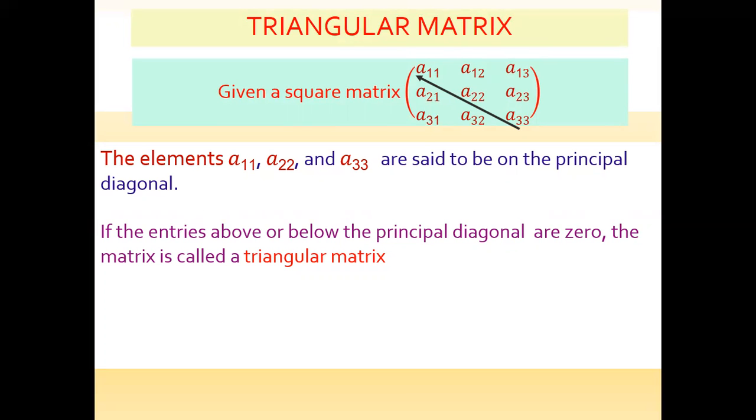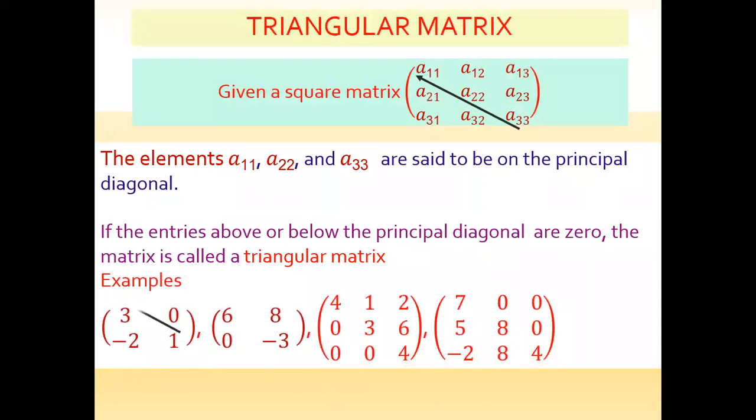So now let's talk about the types. You can see this: this is the principal diagonal, and the elements above it are 0. This is the principal diagonal, the elements below it are 0. This is the principal diagonal, the elements below are 0. This is the principal diagonal here, and the elements above are 0. Now, please take note that the ones with the zeros below the diagonal are called lower triangular matrices, while the ones with the zeros above are called upper triangular matrices. Okay, so that's just the concept of a triangular matrix.